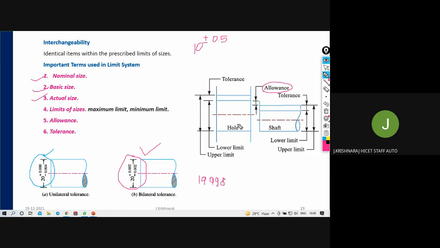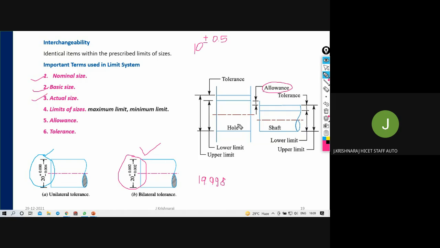If you look at a Hero pen and others, the cap is very tight when you are pressing it on, whereas the refill pins will have more allowance. Technically, the difference between the shaft's upper limit and the hole's lower limit is called the allowance.